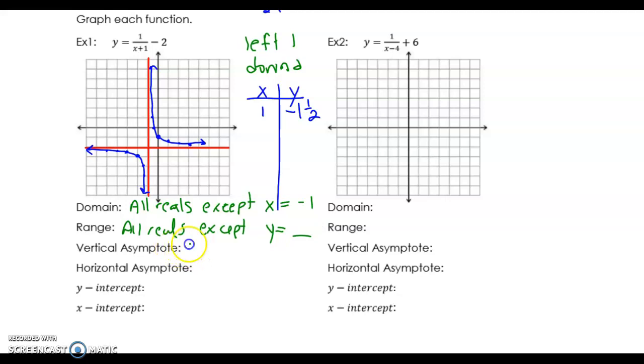Okay, the vertical asymptote, that's going to be your x equals. Horizontal, that's going to be your y equals. Okay, so the range, all reals except, so if I go from the bottom to the top, that red line, we moved it down 2. So all reals except y equals negative 2. So then vertical asymptote is at negative 1. Horizontal asymptote, we had to move down 1, 2. Y equals negative 2.